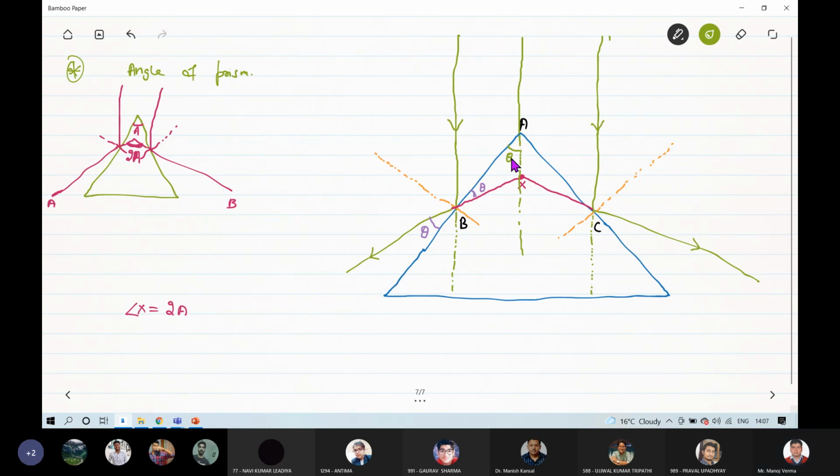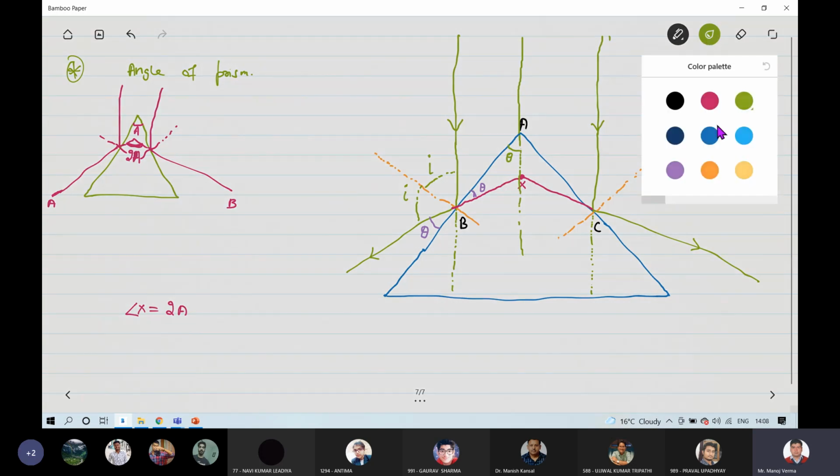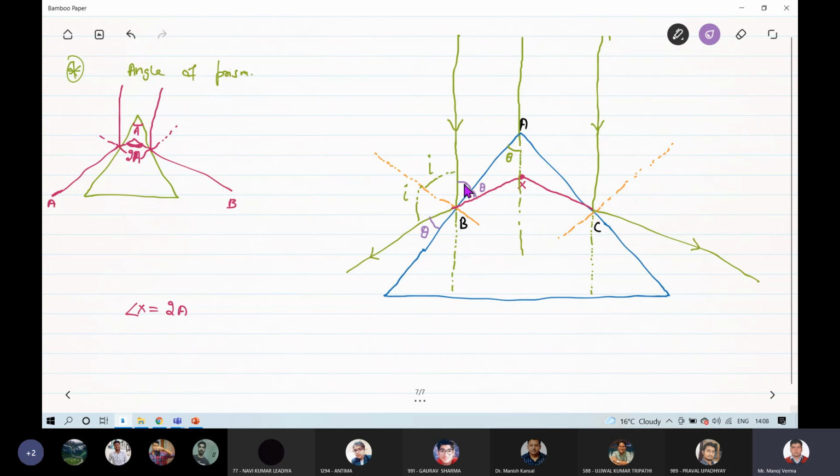And why is it so? Because you can see this theta angle and this angle should be equal because they are incidence angles. And if these angles are equal and this is 90 degrees, then this angle will be 90 minus I, this angle will be 90 minus I, and this angle will also be equal to 90 minus I. So I can write, these angles are vertically opposite angles, they must be equal, and this angle should also be equal to theta. And if this angle is theta and these two are parallel rays, then these angles should also be the same. So again this will become theta. So this should be the case.